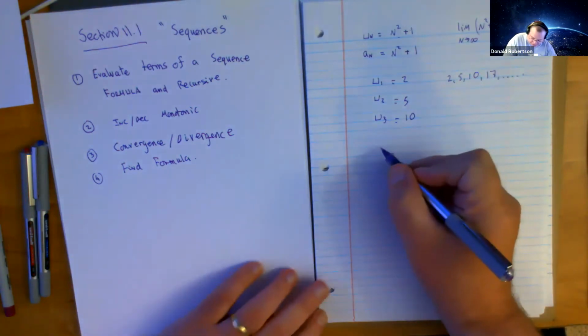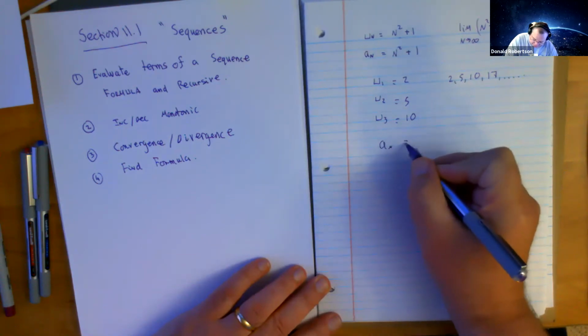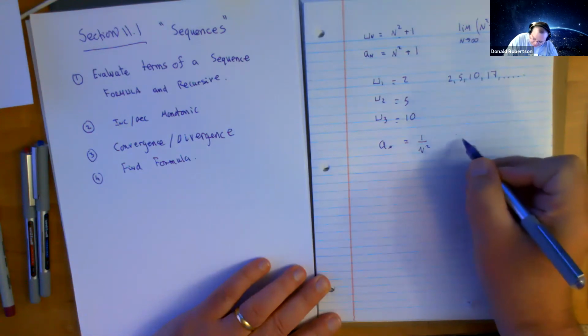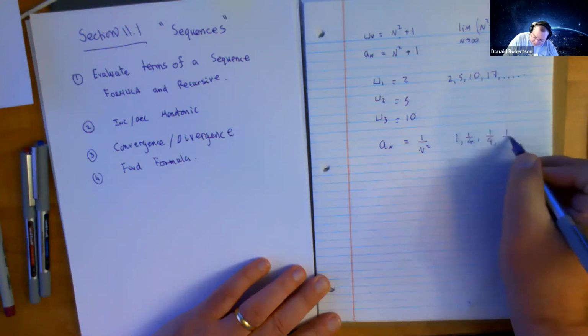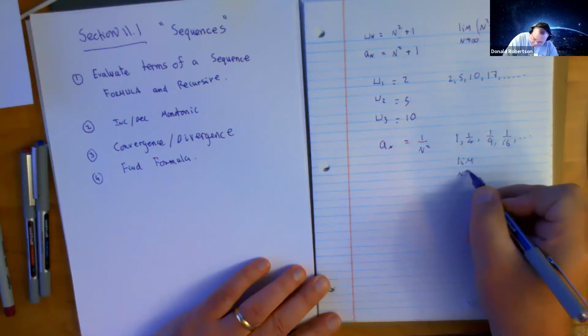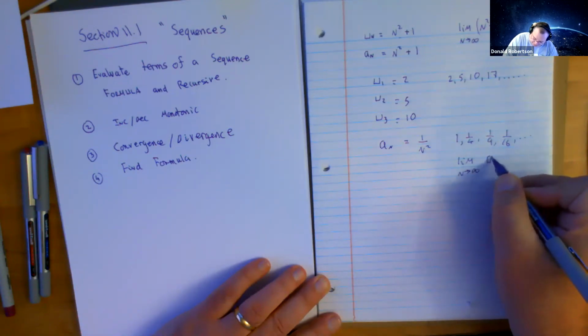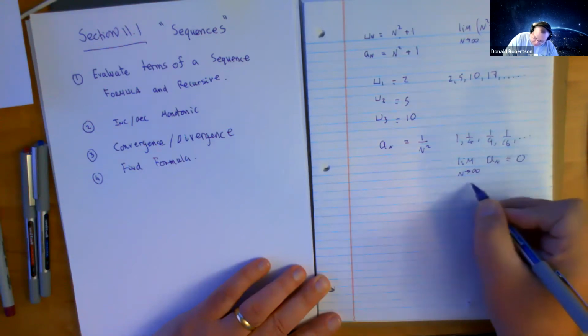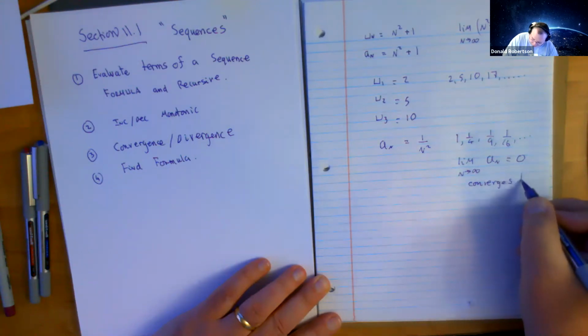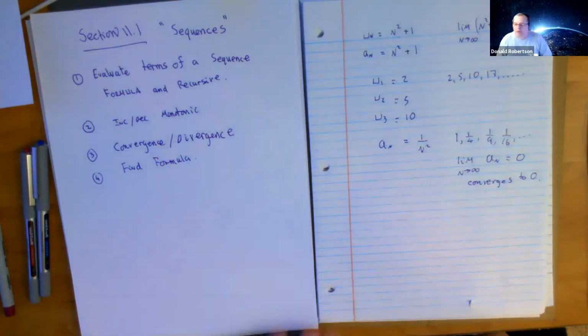On the other hand, you might get a sequence that has this formula. Now, if I calculate its terms, you'd get 1, a quarter, 1/9, 1/16 forever. And I think it's pretty easy to just tell by looking that the limit of this sequence would in fact be 0. And when that happens, we say it converges, or to be more precise, it converges to 0. Because when it converges, you should tell people what the number is.